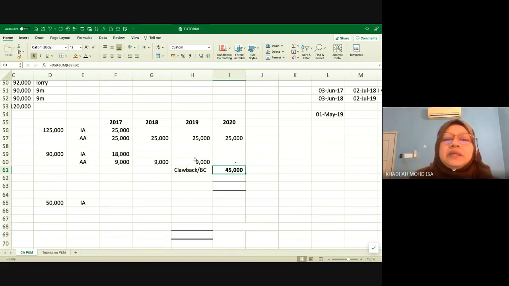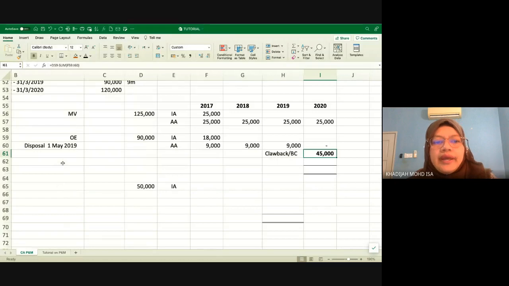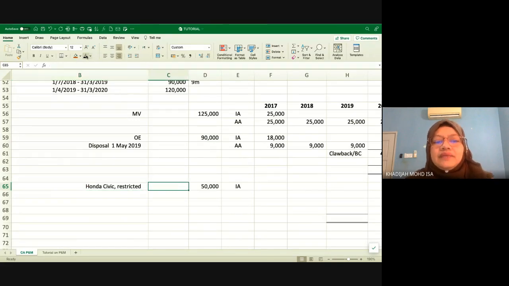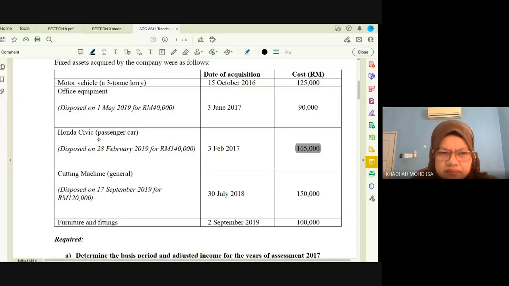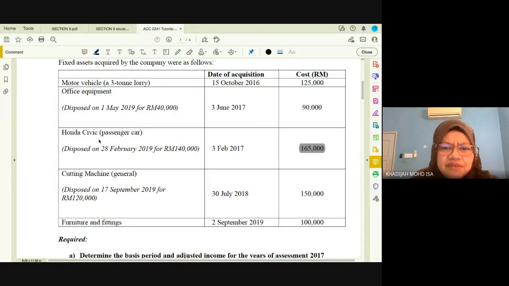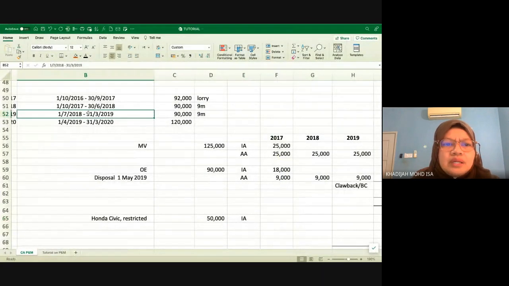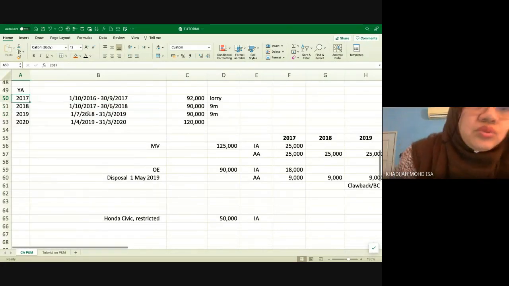All right. Okay, so that is the first item, office equipment. Then we have, what else do we have? All right, then we have a Honda Civic here. Yeah, Honda Civic, remember that the amount of QE is restricted to 50,000. And when is the acquisition? Honda Civic, 3rd February 2017. Then you look back to 3rd February 2017 is in 2017. Right, YA 2017.